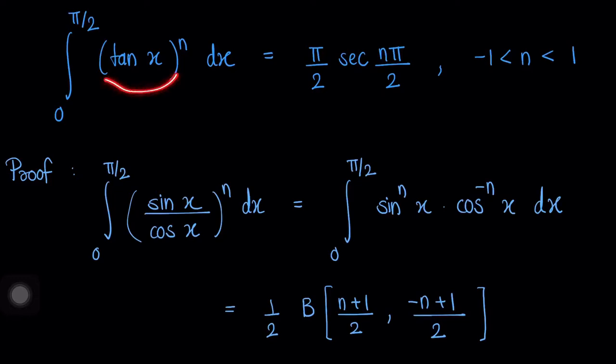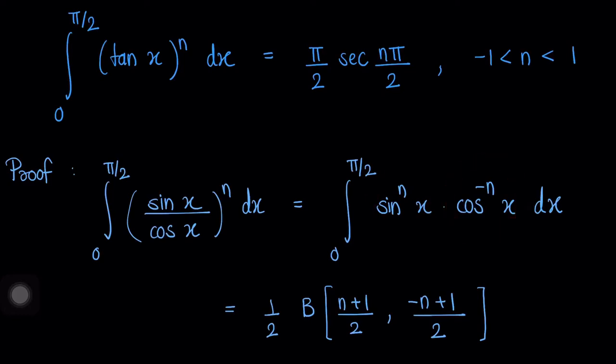So we know that tan x is equal to sin x upon cos x. So the power of sin x in the numerator is going to be n, and the power of cos x in the denominator is going to be n. So if you write the cos x term in the numerator, we will have cos x raised to minus of n. Therefore this is equal to integration 0 to pi by 2 sin x raised to n cos x raised to minus n dx.